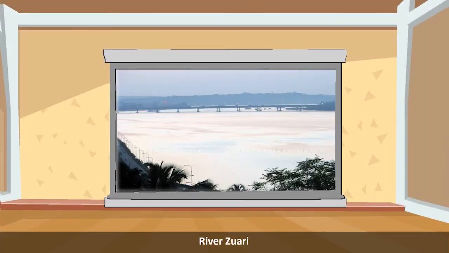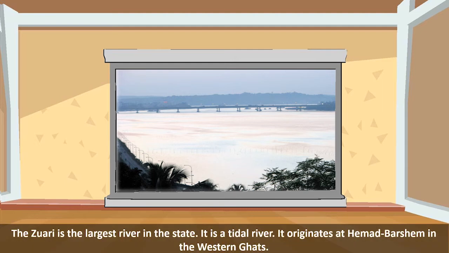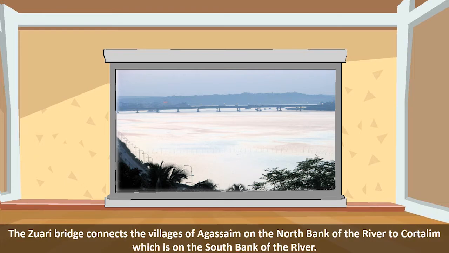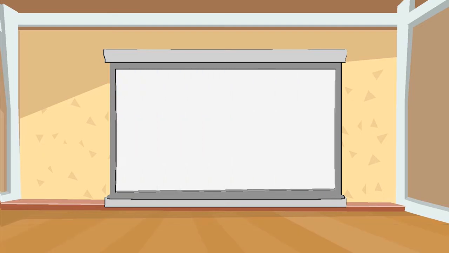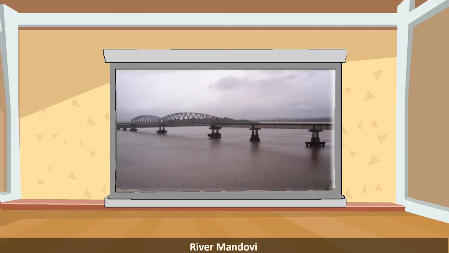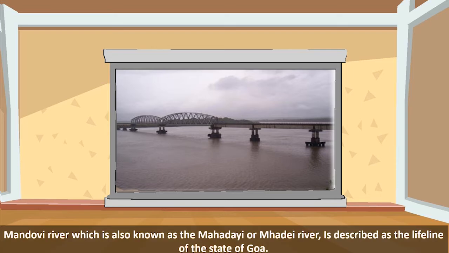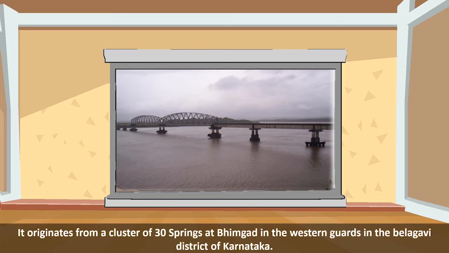Along with beautiful beaches, Goa has numerous rivers too. Let's read the paragraph to understand more about these rivers. The first river is the river Zuari. This tidal river is the largest in the state. Hemadbarshan in the Western Ghats is the origin of this river. The other name of this river is Aghanashini. The bridge built on the Zuari river connects various villages of Agassaim in the north to Cortalim in the south. The river passes through the talukas of Tiswadi, Ponda, Mormugao, Salcete, Sanguem and Quepem.